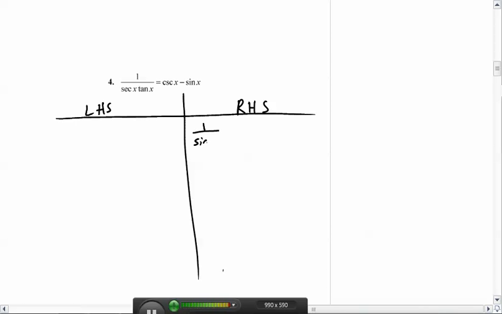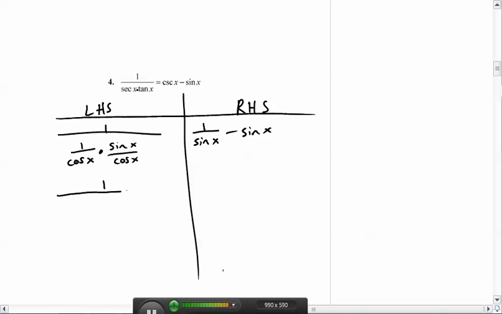So instead of cosecant, I'll write 1 over sine. And instead of secant, I'll write 1 over cosine. And instead of tangent, I'll write sine over cosine. And when those two are written right beside each other, that means we're multiplying them. Okay, so on the left-hand side, when we multiply two fractions, we can just multiply the numerators. 1 times sine is sine. Multiply the denominators. Cos times cos is cosine squared.